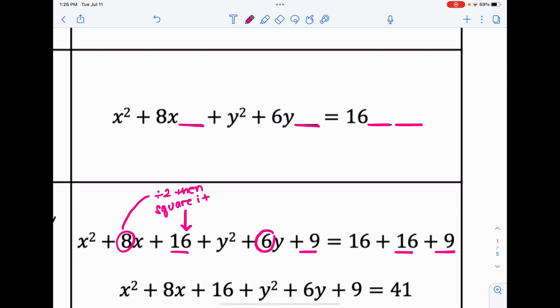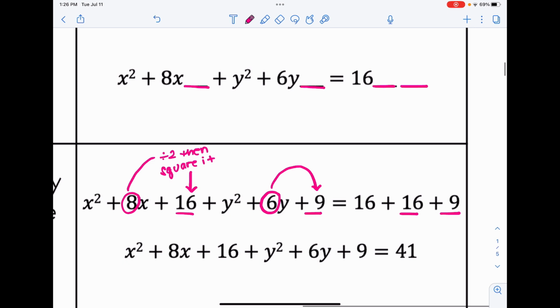Over with the y's, I take the 6, I do that same process, divide it by 2, and then square it, and I get 9. Over on the right-hand side, that's much easier. Whatever you put on the left goes on the right to keep the equation balanced. Then you'll see that I just added 16, 16, and 9 to get 41.